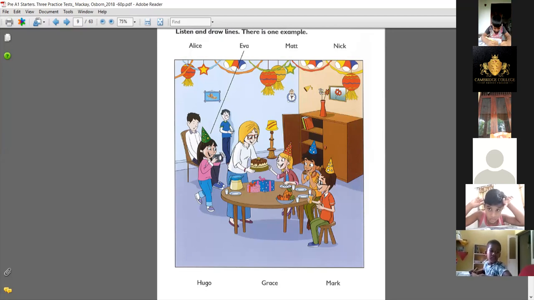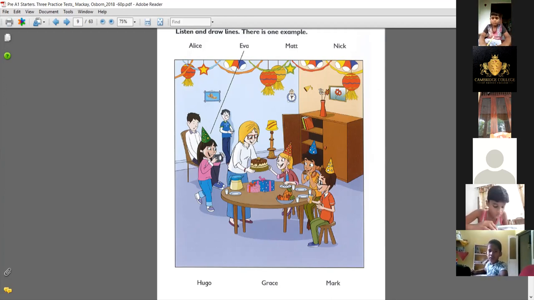Here's a photo of my birthday party, Mr. Black. Oh, yes. That's fantastic. Who's that? The girl with the camera. That's my friend Eva. She loves taking photos. So do I.